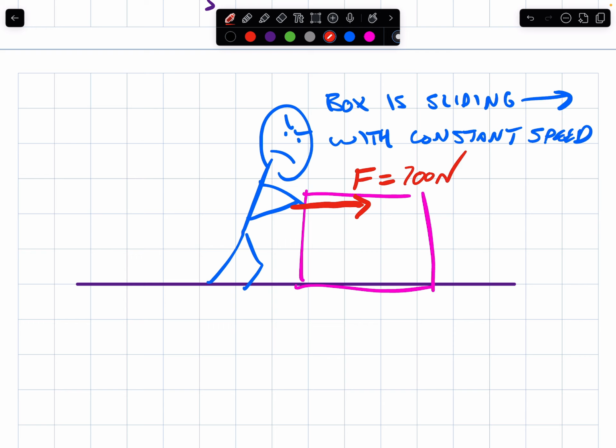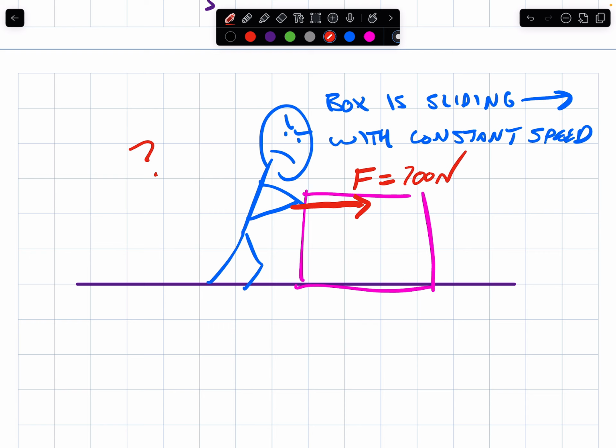And the box is sliding with constant speed. So what's the story now with friction? Is there still friction? Is it greater than 700 newtons? Is it less than 700 newtons? What is going on here?